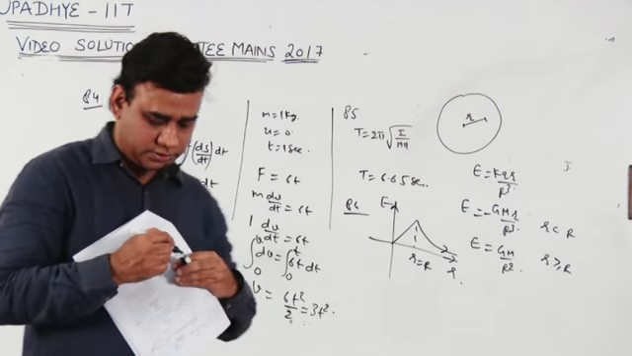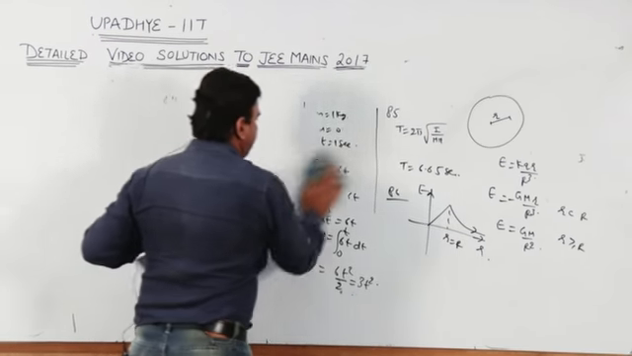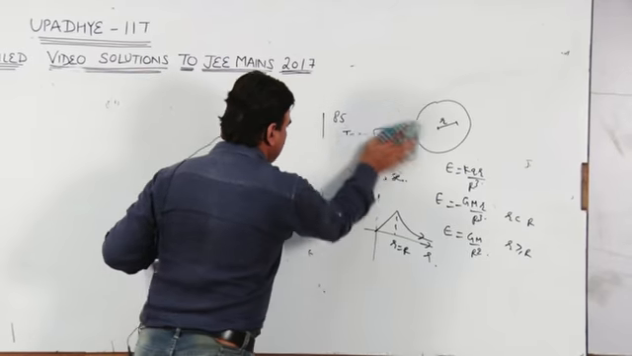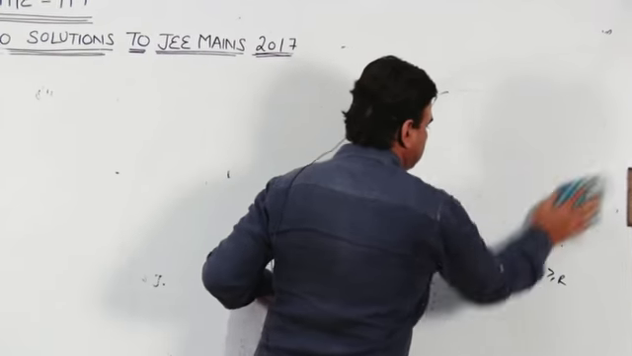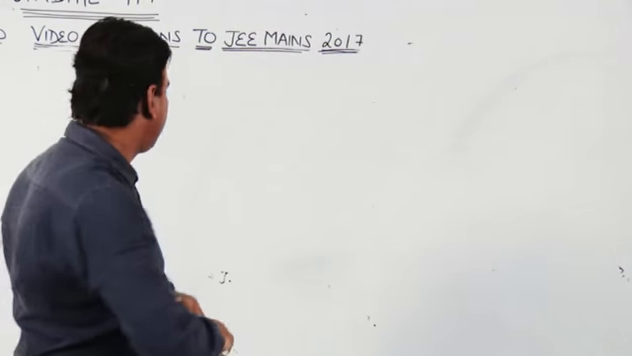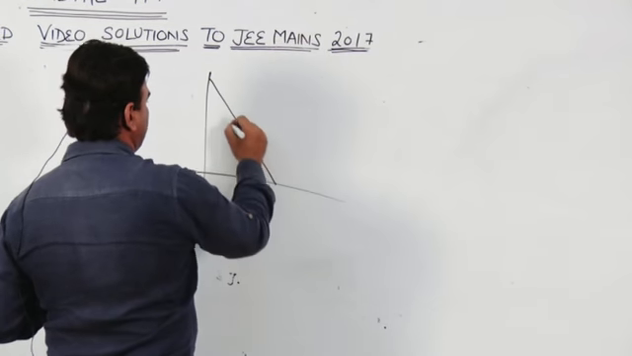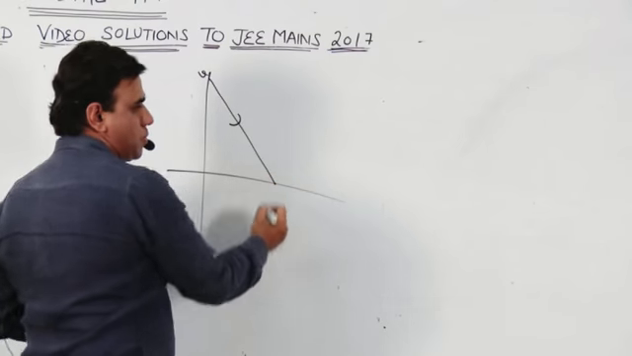And initial velocity is given. That means when the body is going upward, it has maximum velocity, and after reaching maximum height, the velocity will become 0. And when it is going upward, it will be in the positive quadrant, from velocity to 0 velocity.